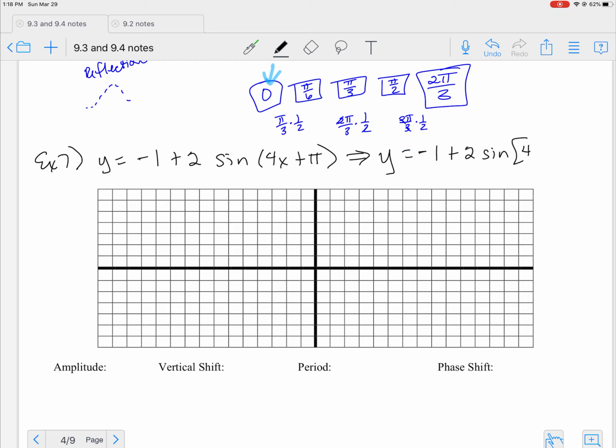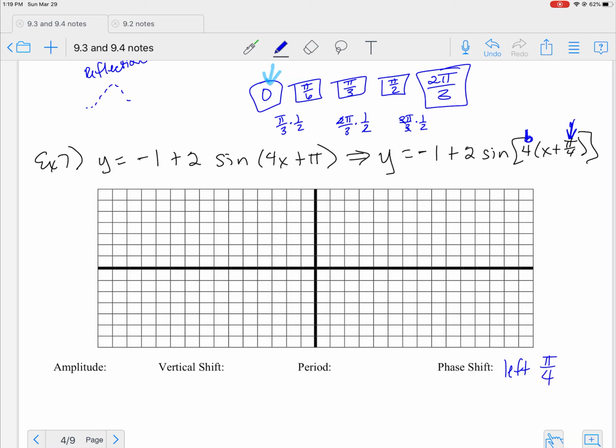So if I'm looking down here at this one, I need to look at this in the factored form. So y is equal to -1 plus 2 sine of, if I factor out that 4, I get x plus pi over 4. And the 4 is my B value here. And then I have my phase shift. Do you see that? Okay. So you have your phase shift. That's once it's already factored out, that is when you get your phase shift.